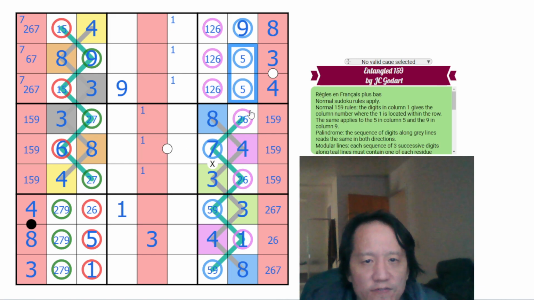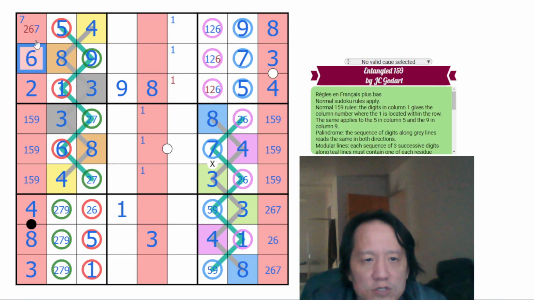Okay, so this is 5 and 7. So we know the 8 is here. This can't be 8. Therefore, this is the 8, which means this is 5. So this is 7. This becomes 1. This is 5.